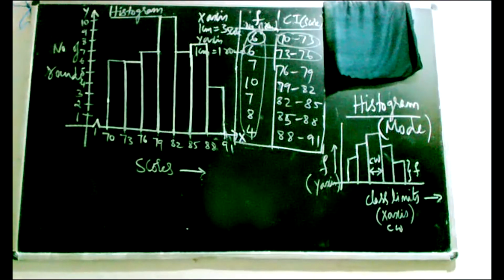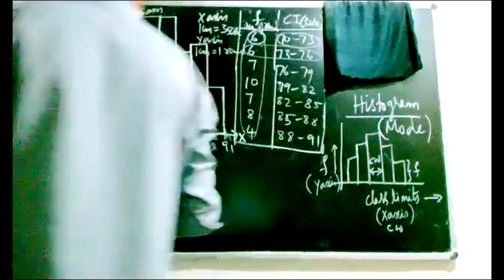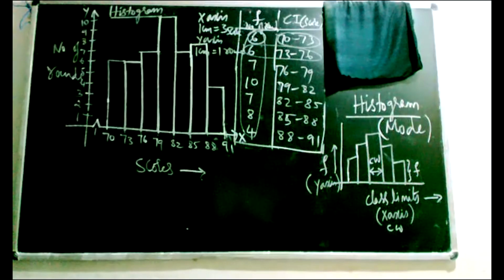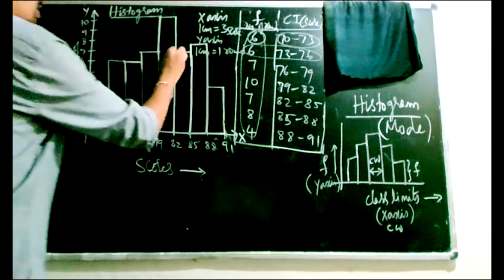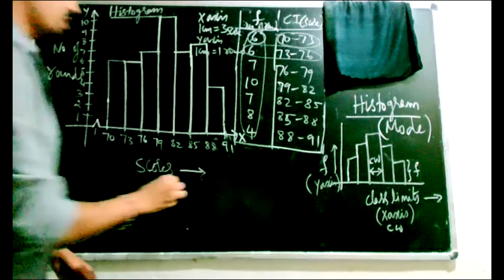From ogives we obtain a measure called median. From a histogram we obtain what is called the mode. We'll see what this mode is later, but for the time being we'll learn how to obtain it from the histogram. The procedure is very much simpler.